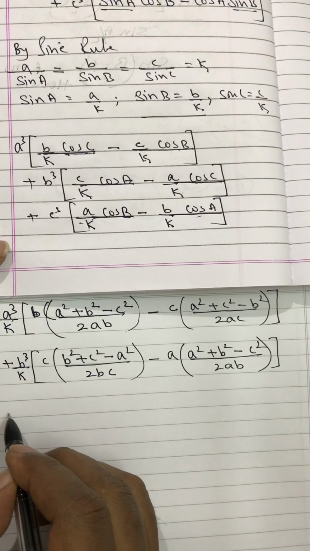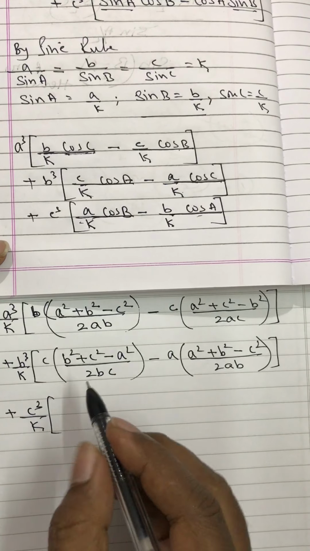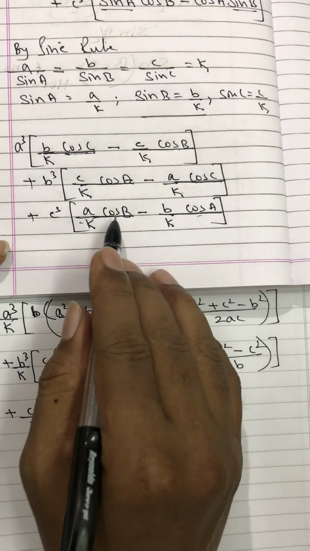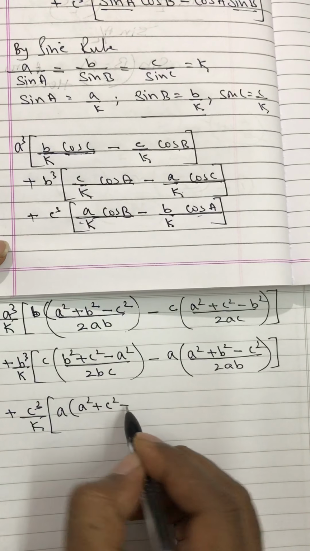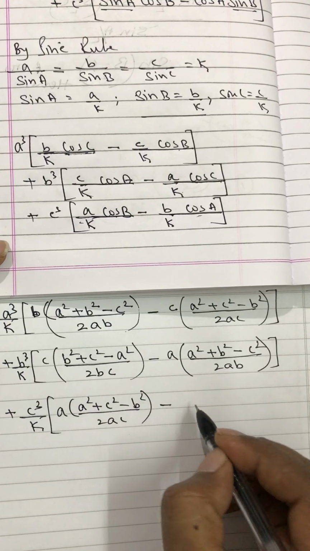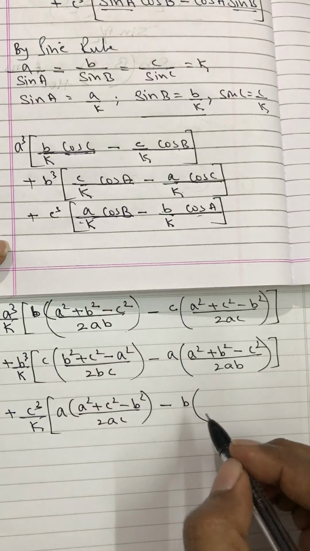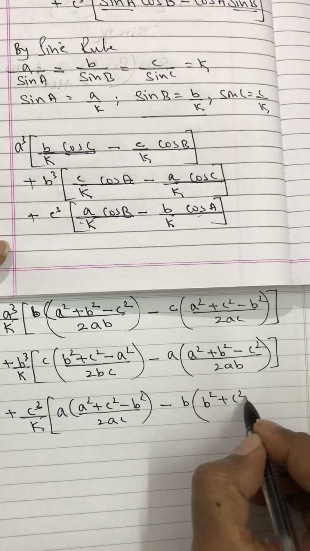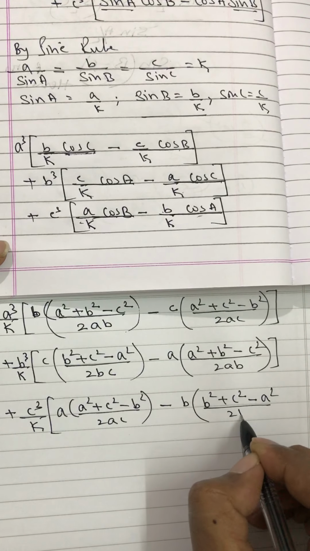Fine. Plus C cube upon K, A will be there, cos B will become A square plus C square minus B square upon 2AC, minus B, cos A will become again B square plus C square minus A square upon 2BC.